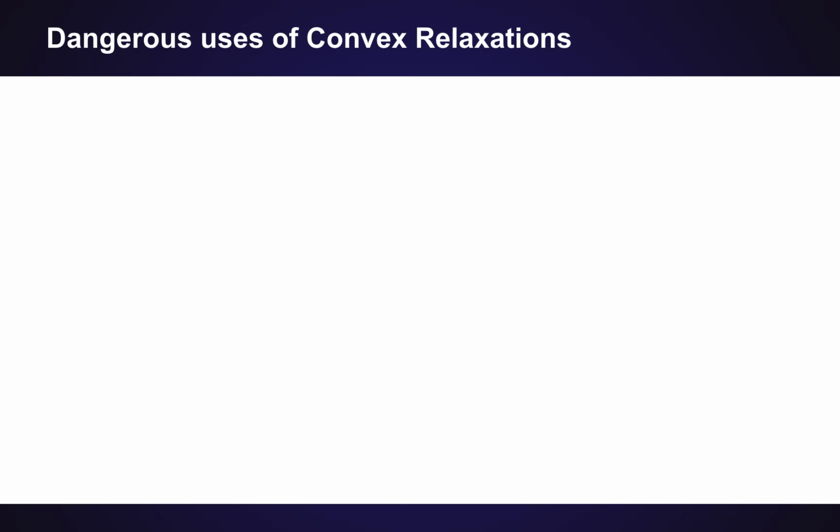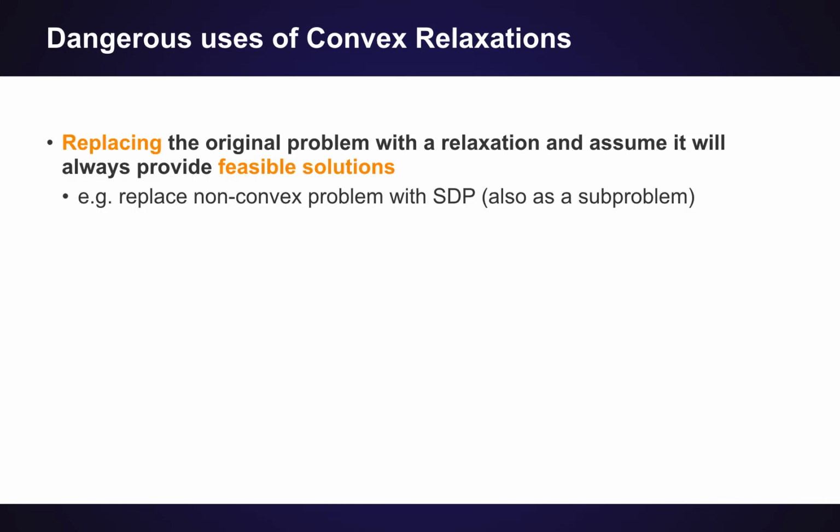We would also like to include some kind of notes of caution for what are dangerous uses of convex relaxations, because we sometimes observe that people are using them as a replacement for the full AC power flow constraints without actually being aware that you might end up with an infeasible solution in that way. So really the first thing here is that if you are just replacing your original problem with a relaxation and you assume that it will always provide a feasible solution, this can be really dangerous.